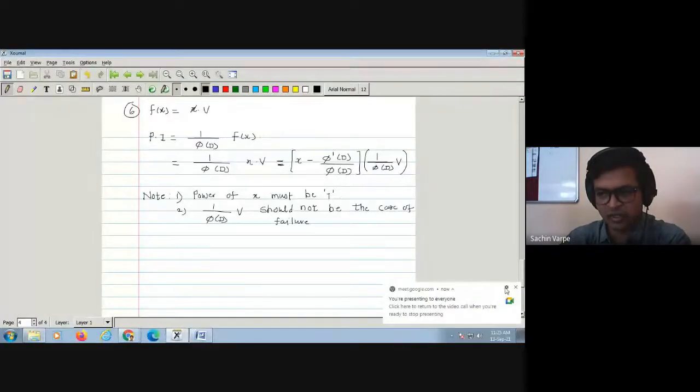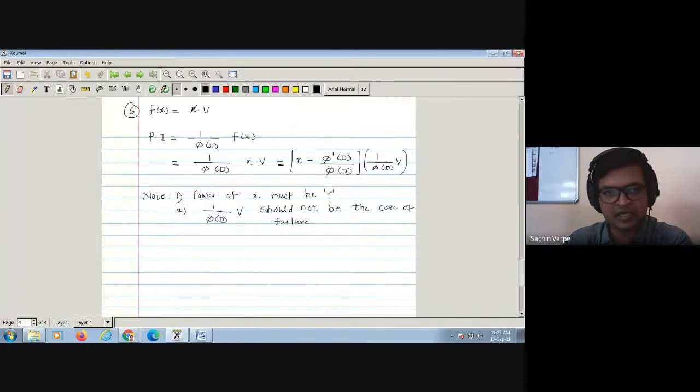I hope the screen is visible. This is the last formula we have discussed, that is when f of x is x into v, then the particular integral is 1 upon phi of D into f of x, where f of x is x into v. So in this case, the formula is x minus phi dash of D upon phi of D, where phi dash is derivative, that is operated on 1 upon phi of D into v. So to use this case, power of x must be 1 and 1 upon phi of D into v should not be the case of failure.